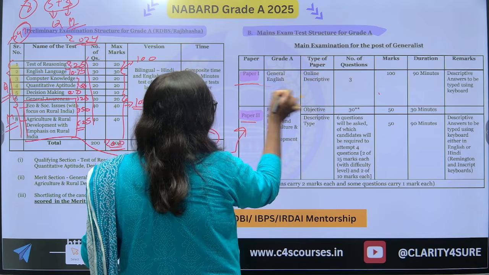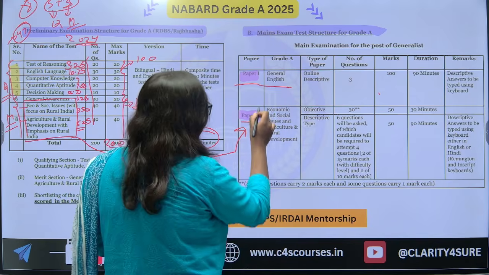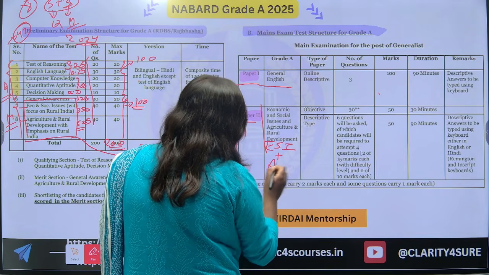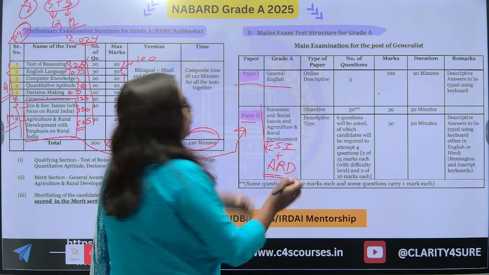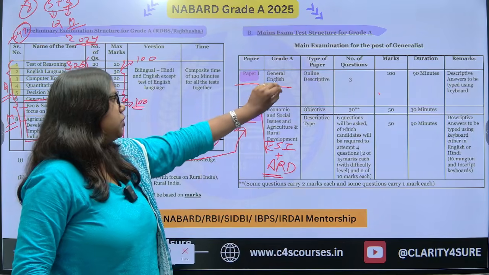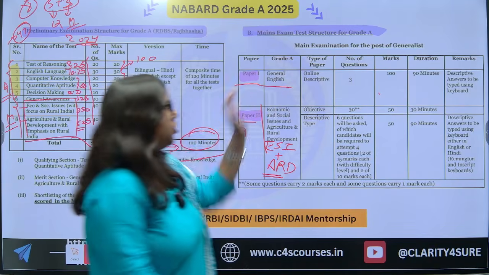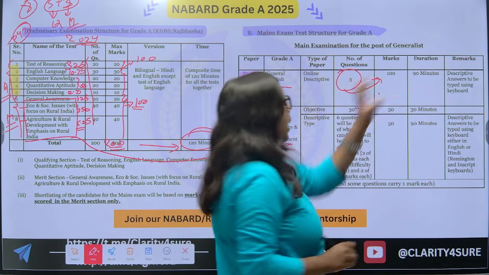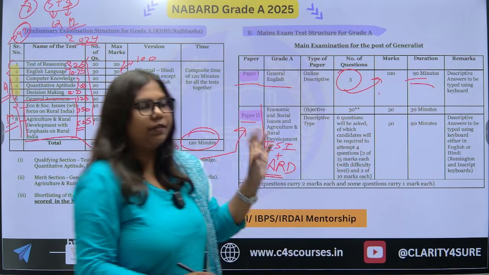Coming to the mains examination, it again consists of 2 papers. Paper 1 is general English and paper 2 is ESI plus ARD, where descriptive questions are there in general English. A total of 3 questions will be asked to you of 100 marks and 90 minutes will be allotted to every candidate.